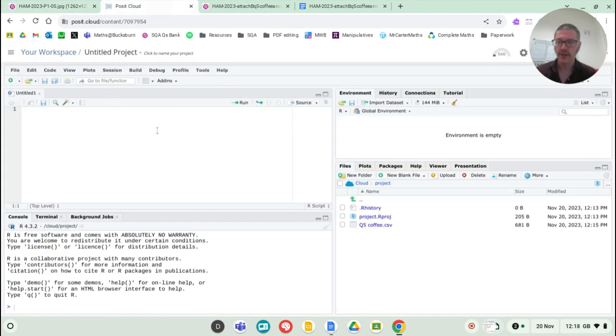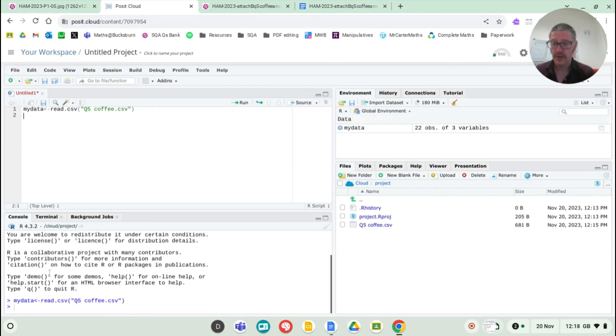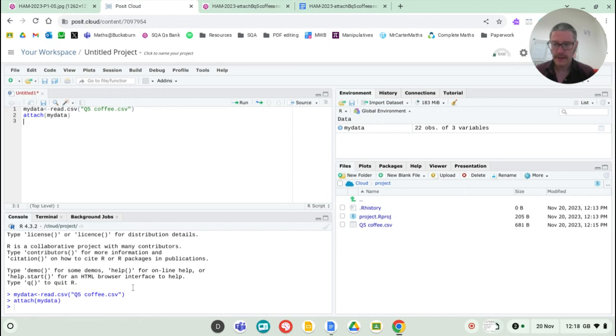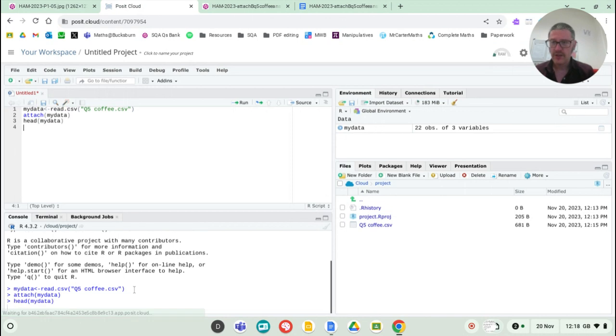So I go over to RStudio. I've got my working directory set. I can see my CSV file. So I'm going to read in the data set, and run that line of code. Down the bottom, that's read fine. I'm going to attach my variable names and head my data. Just have a look at the first few.